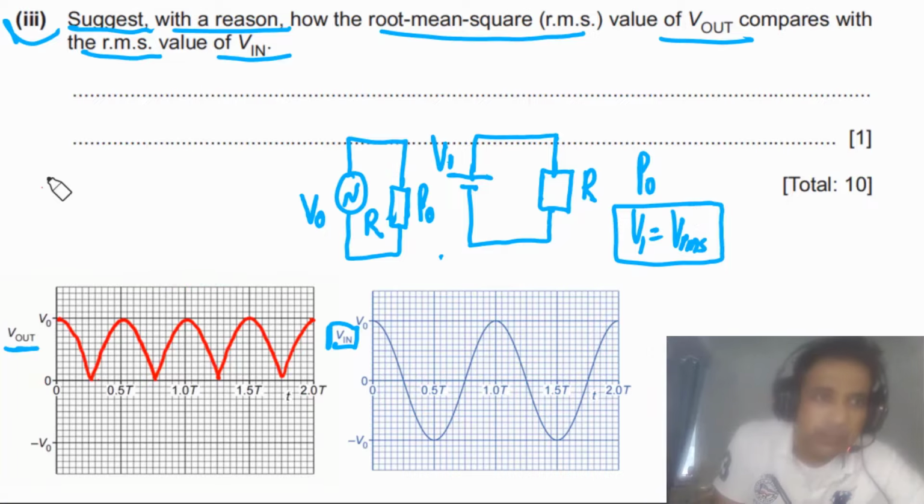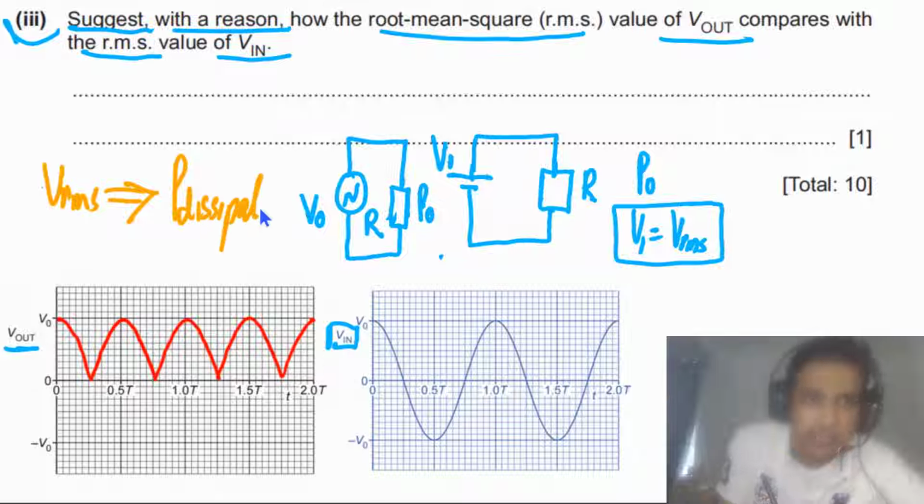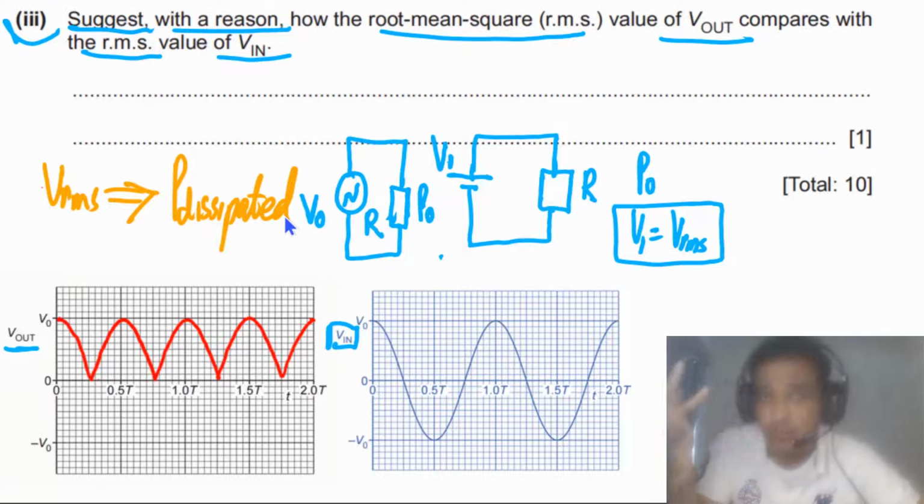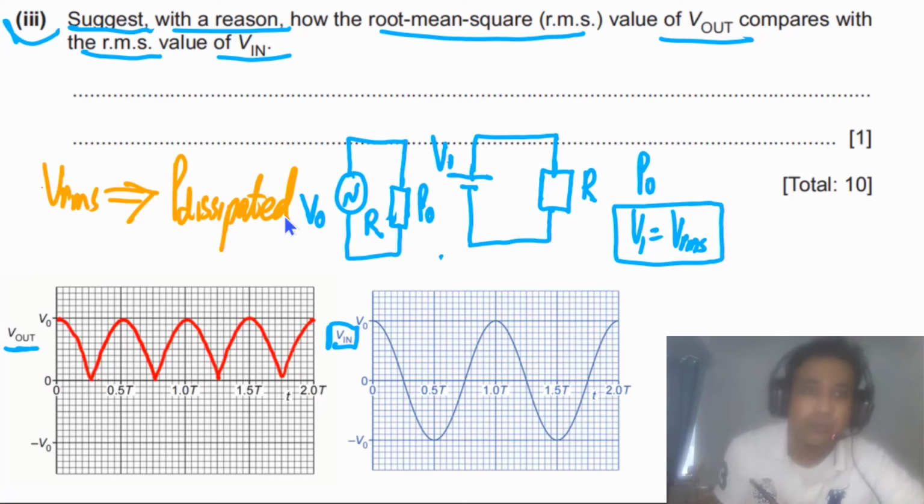As RMS value is linked with power dissipation and average power dissipated, it does not depend on the negative value of V, or on the positive value. So it does not care about sign. So it simply means that VRMS for the rectified signal and VRMS for the unrectified signal. So we can say VRMS in has to be equal to VRMS out.